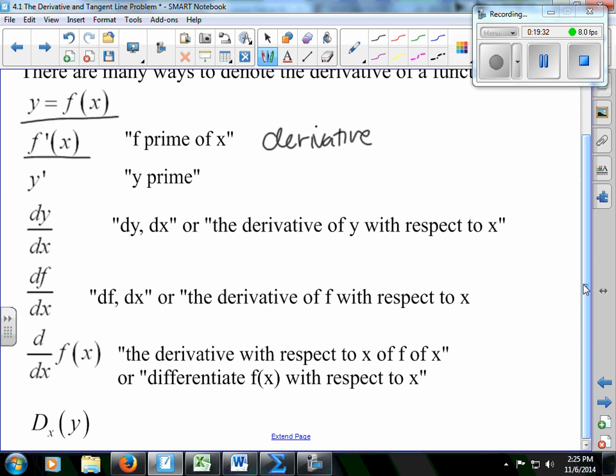Right here, or y prime, right? Because y is f of x. Those mean the same things. The outputs are f of x's or y's, so the derivative is f prime or y prime.